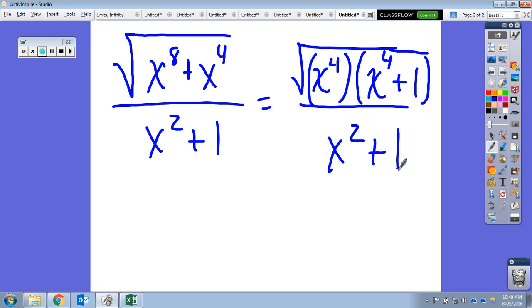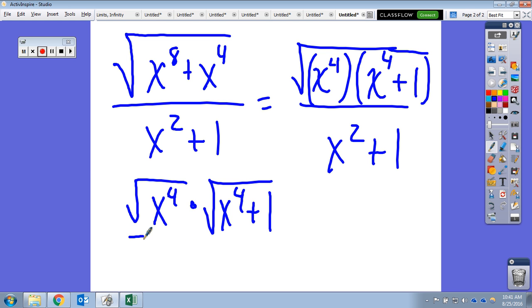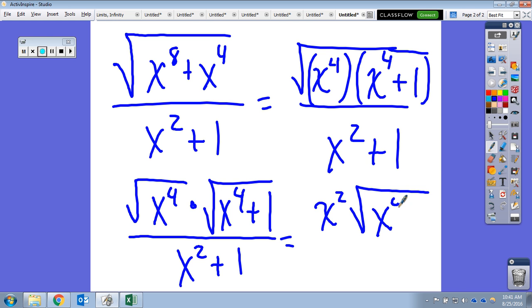Well, let's be clear. I'm just keeping it underneath the radical for now because we're going to obey the rules of radicals right now. So now this can be viewed as, to make it very clear, now I'm allowed to break up a product written as two separate radicals. Square root of x to the 4th. So we have x squared square root of x to the 4th plus 1 over x squared plus 1.